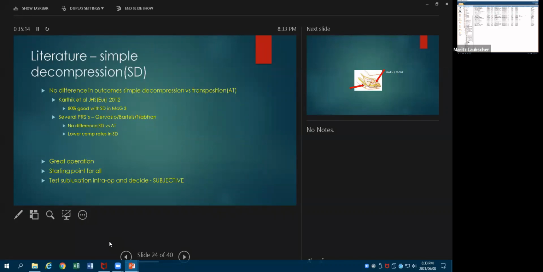The literature agrees there's no difference in outcome, simple decompression versus transposition. Several prospective randomized studies, no difference, and lower complication rates in simple or in situ decompression. Okay, so I think that's probably the most important thing. Once you start transposing the nerve, the complication rates start going up exponentially. It's a good operation, a starting point for everything, but test the subluxation intraoperatively and decide. And unfortunately, it's a subjective test. I look at it, I say, well, I think it's going to sublux. Or the other person says, no, it will never sublux. There's no way of quantifying that.